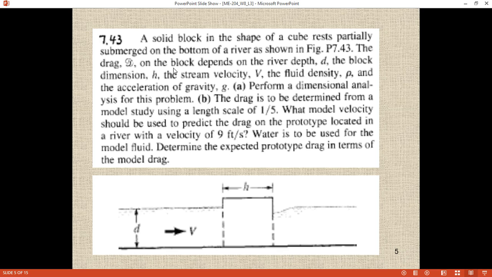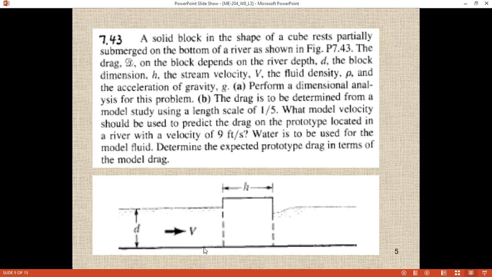So the drag D on the block depends on the river depth. So the drag force exerted by the river on the block depends on D, the block dimension H, the stream velocity V, and the fluid density rho, and the acceleration of gravity g. The river depth is D. The block dimension is H, so this is the block height H, block width H, and if it is a square, so it is a cube shape, so this is H, H, H.